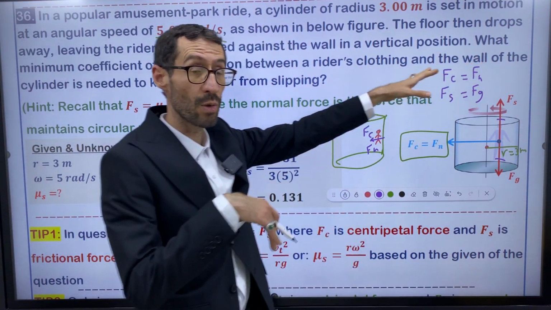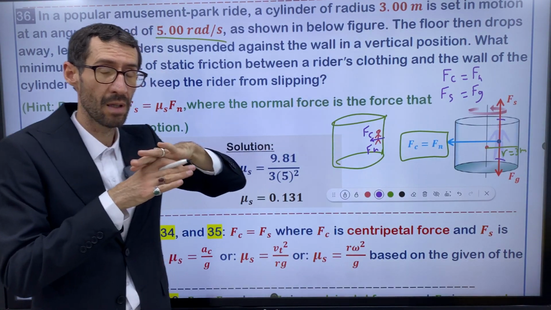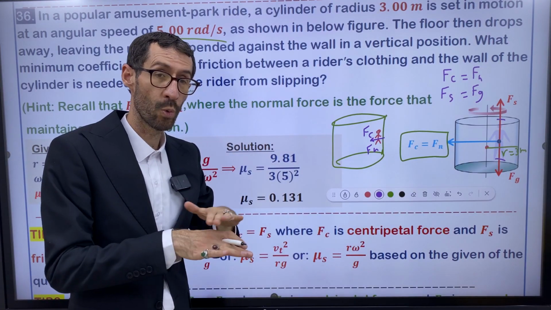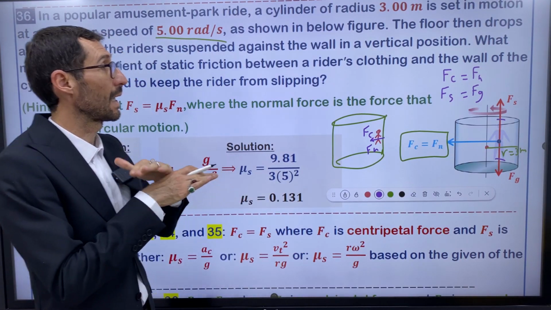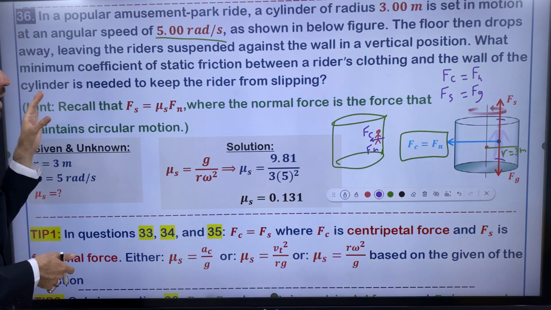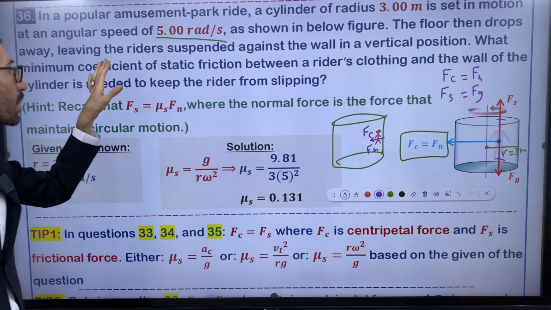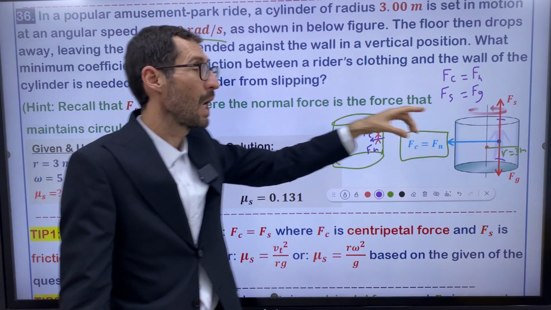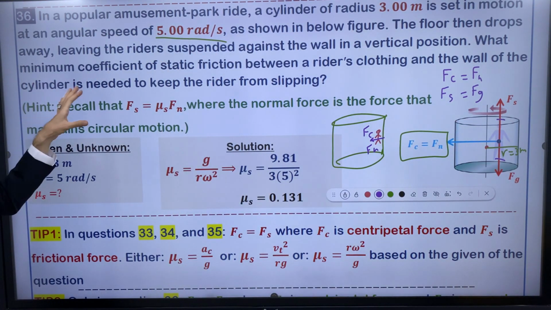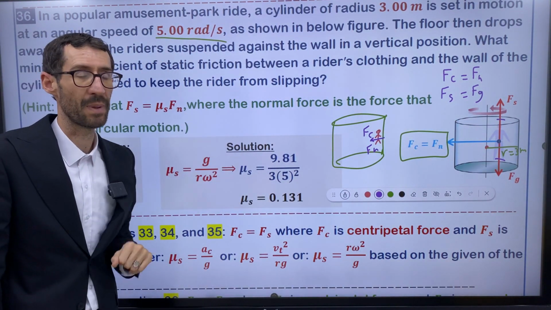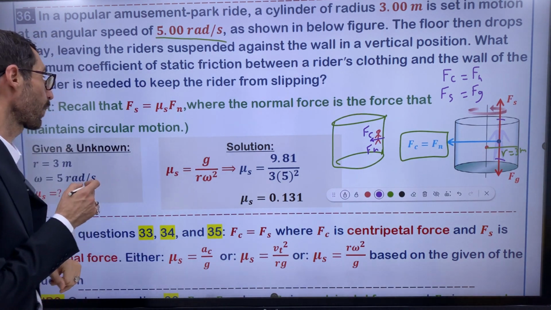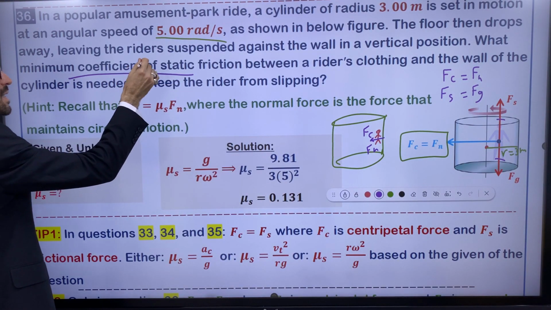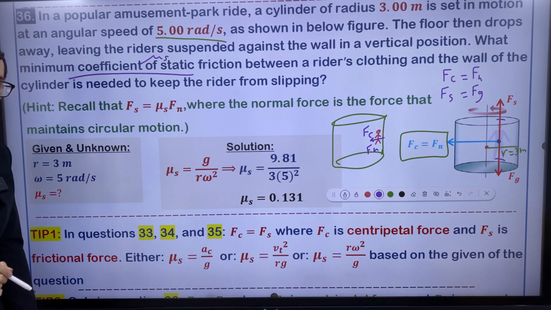He remains in a circular track, even let's say without the floor. The floor drops away without the person falling. What minimum coefficient of static friction between the rider's clothing and the wall of the cylinder is needed to keep the rider from slipping? So what do we look for? We look for the coefficient of static friction, mu s, right?